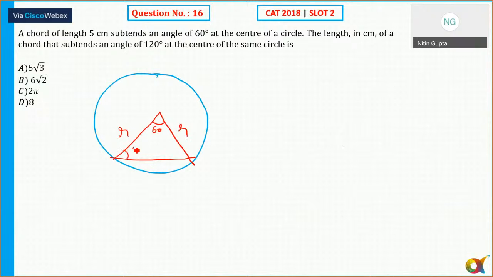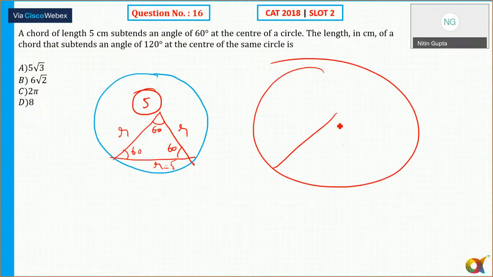So these two angles are also equal, both sides are equal, angles are equal, so this is also R. And the length of the chord is 5. So it means the radius of this circle is also equal to 5. Okay, the radius of this circle is 5. So the question is the length of a chord that subtends an angle of 120 degrees. Okay, so now there is a chord with an angle of 120 degrees, and I need to find the length of this chord. This is 5, this is 5, the radius is 5.